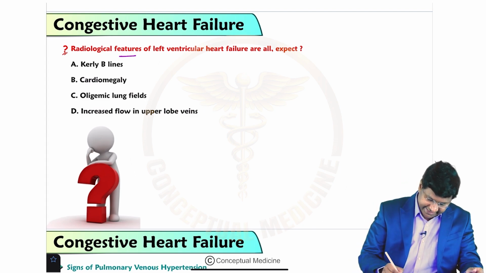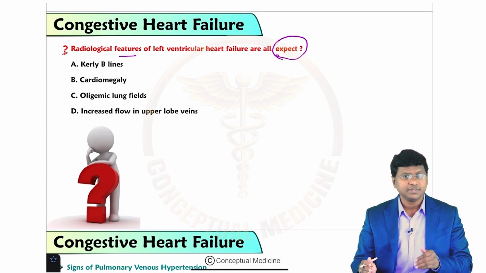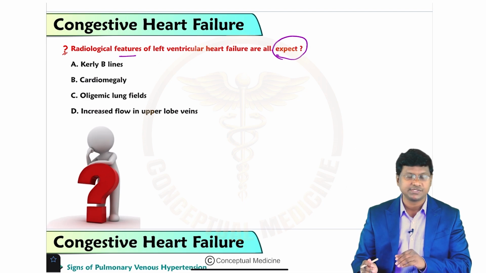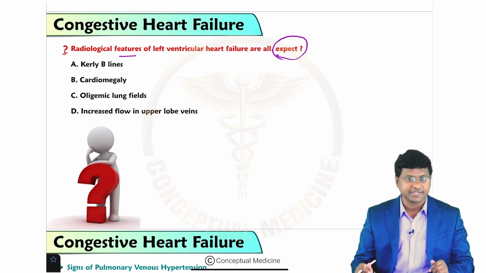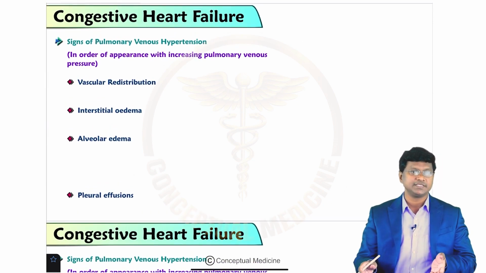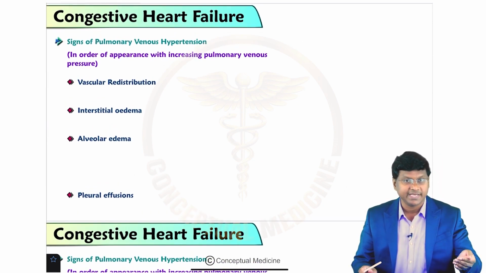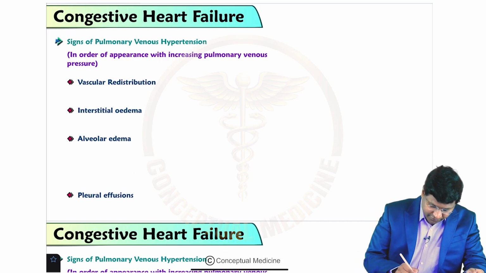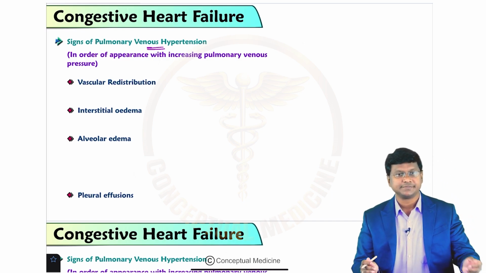So the question asked is except. Now let me discuss what will be the chest x-ray features. I will also show you the x-rays and then we will come back to this question once again. So the features in congestive heart failure on x-ray are mainly because of the pulmonary venous hypertension.